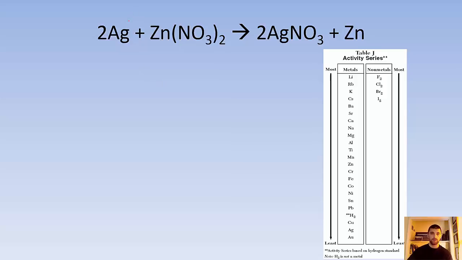So here's an example. The first step, we figure out the charges. Ag by itself is 0. I look up zinc. It's got to be +2. And then over here, Ag becomes +1 and zinc goes to 0.